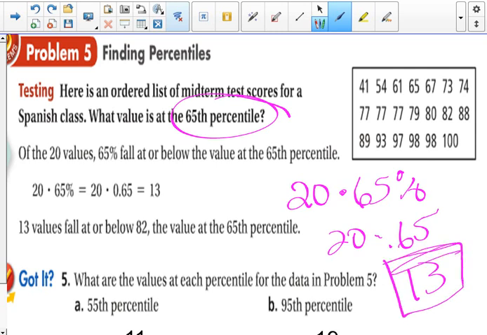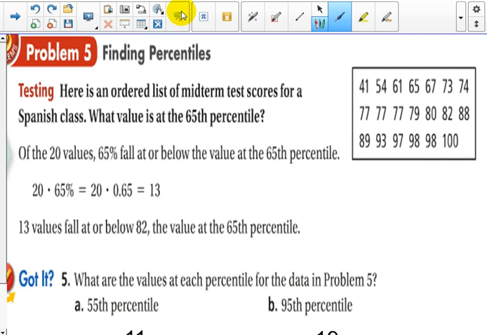So the 13th item, actually that's not our answer, it's the 13th item. So we need to go to the 13th item. 1, 2, 3, 4, 5, 6, 7, 8, 9, 10, 11, 12, 13. So our 65th percentile is 82. Everybody see that? So 13 values fall at or below 82. 65% of the people got 82 or below. Any questions about that?